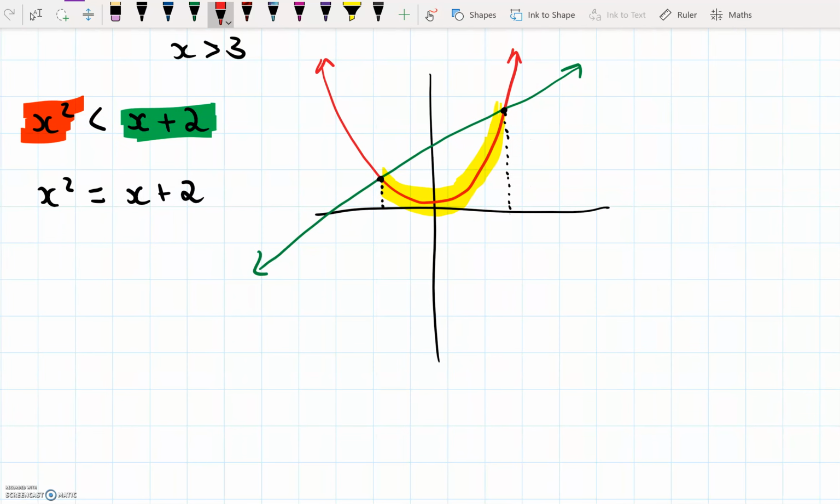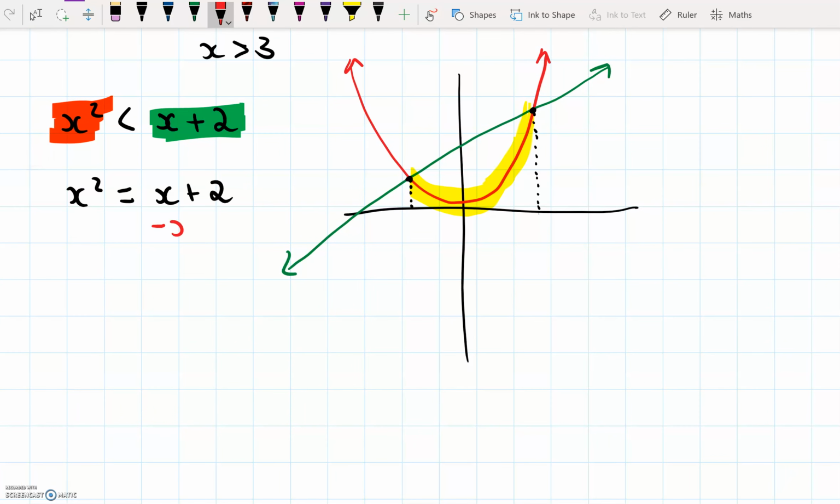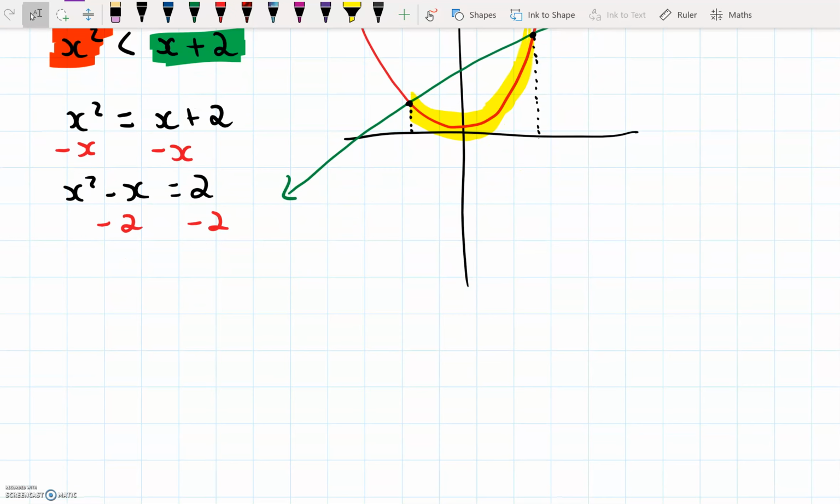So the first thing we're going to do is minus x. Okay, we've got to do that on both sides. Okay, now we have x squared minus x equals 2. Now we're going to minus 2 from both sides. Okay, and I don't like that my equals aren't lined up, but that's okay. So we have x squared minus x minus 2 equals 0.